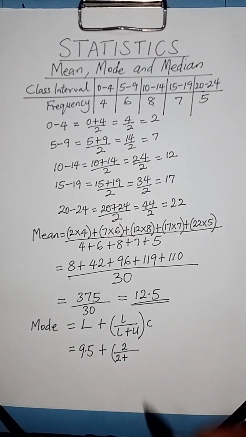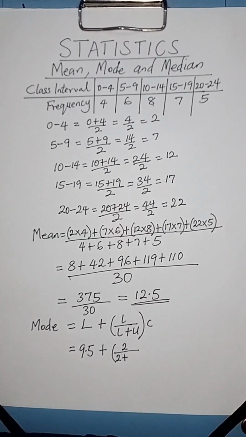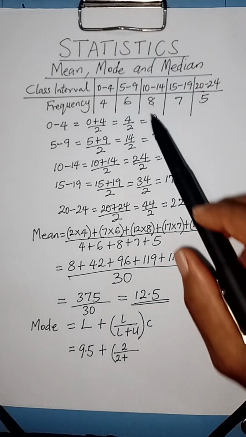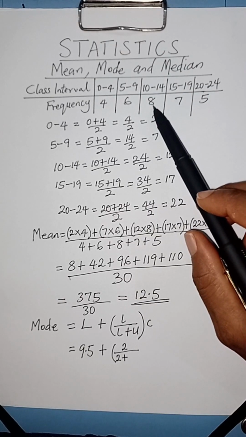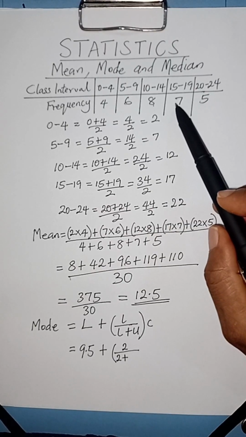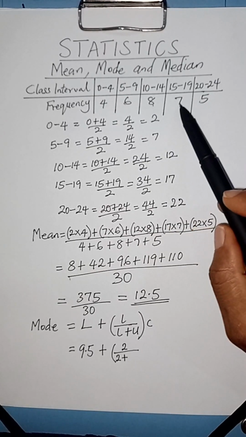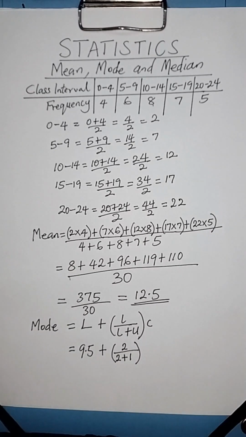Now, what does that u stand for? It's actually a lowercase u, or small letter u. The u stands for the difference in frequency on the upper boundary. So remember, this is the modal class interval, so it's going to be the difference between this and the frequency of the upper boundary. So which is 8 minus 7, and that gives me 1, close brackets. I hope we're following. And what does the C stand for?